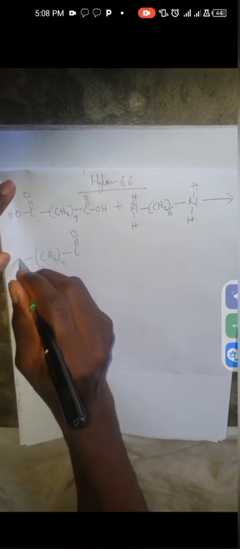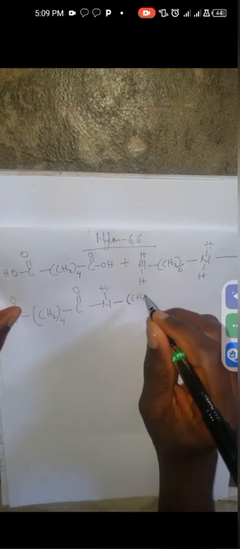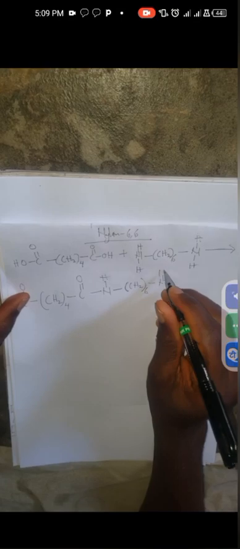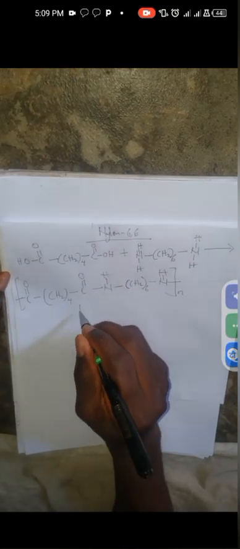You are going to have CH2 into bracket 4, then single bond C double bond O at this side as well, C double bond O. So this one can grow from this side, and then you join this with NH, CH2 into bracket 6, then NH. So this can grow from this side as well, repeating over and over to form the nylon 6,6 that you want to form. So this is what we call the reaction of nylon 6,6.